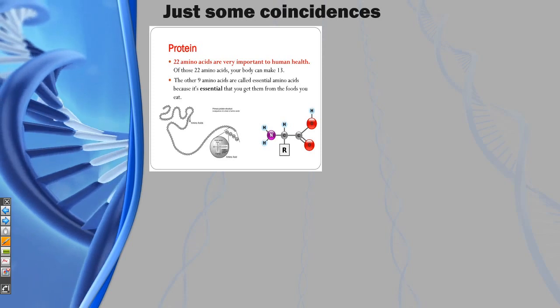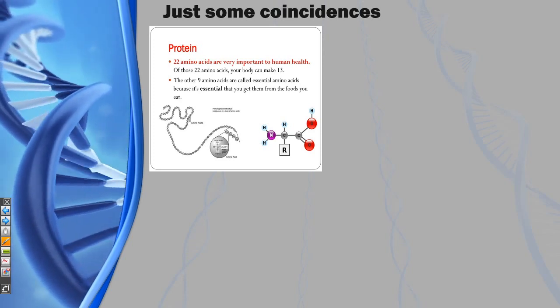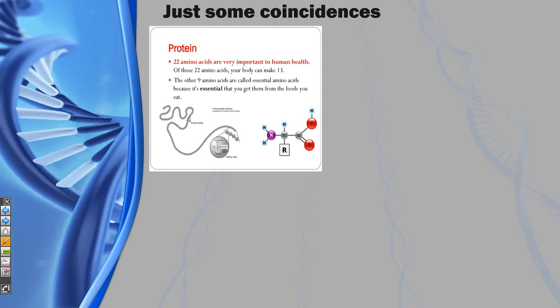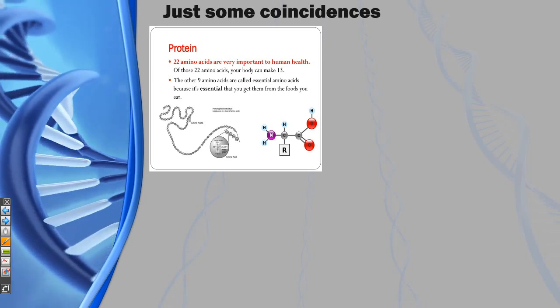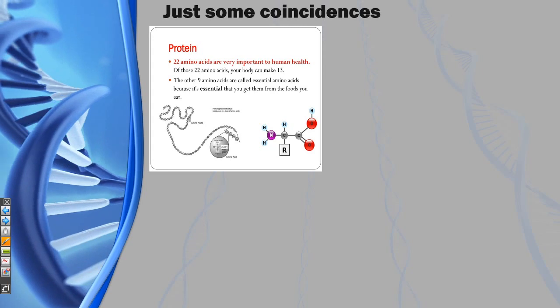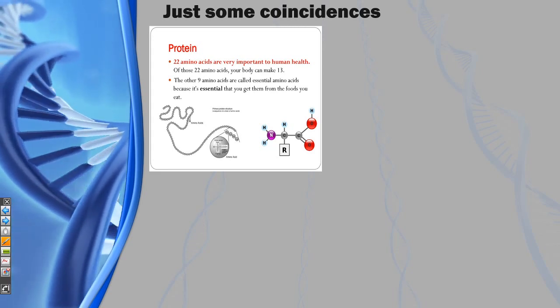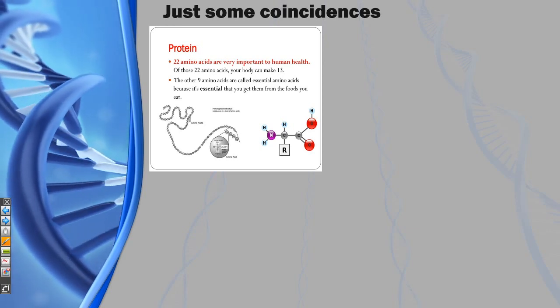Protein. Everyone's familiar with protein. 22 amino acids are very important to human health. Of the 22 amino acids, your body makes 13, and the other 9 are called essential amino acids because it's essential that you get them from the foods you eat. Okay? So I think eating a certain way will help preserve our life, right? But we're not here to talk about that now.